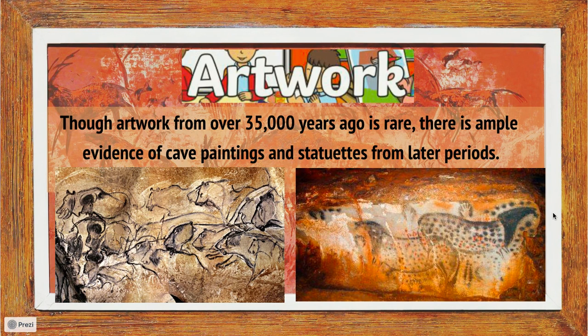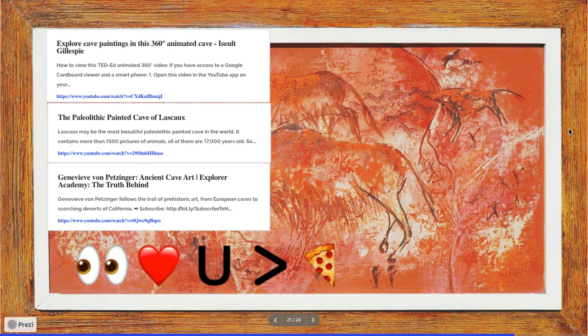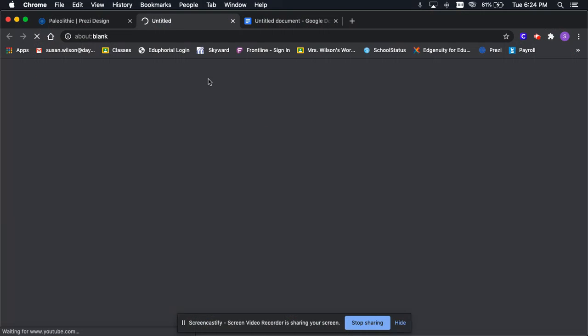So artwork. So though artwork from 35,000 years ago is rare, there is ample evidence of cave paintings and statuettes from later periods. Right, so let's look at some artwork. Okay, so cave painting. Let's look at this. There's a couple of videos. We won't watch them all. All right, but some of these.